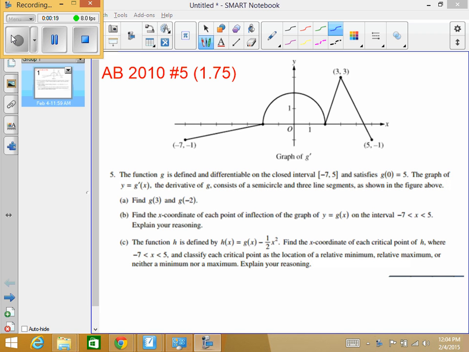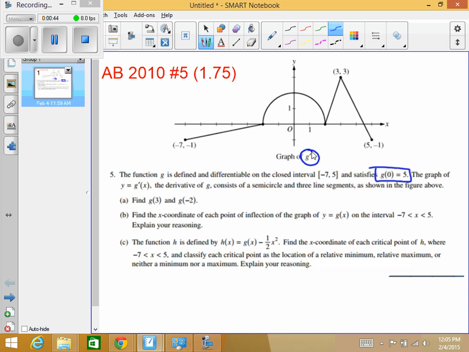We're given a graph of G prime. That's probably going to be important, that it's G prime, not G. It tells us G is defined and differentiable on the closed interval -7 to 5. We see -7 to 5 is represented on this grid. And we know G of 0 equals 5. That is one of our initial conditions, maybe our only initial condition.